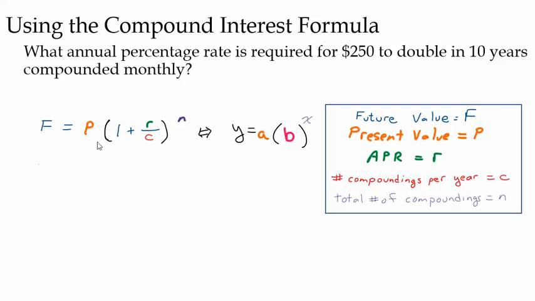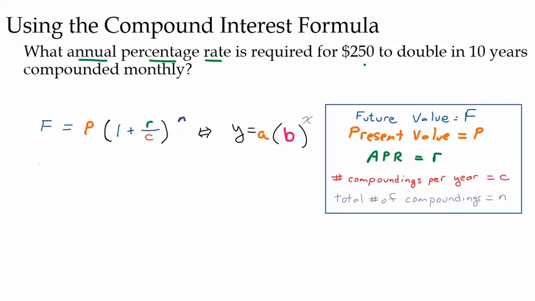All right, so let's go ahead and see what we've got here. We're trying to find the annual percentage rate, right? What annual percentage rate? So that means we're going to be solving for R. We don't know what this R value is. Well, that means we have to plug in numbers for F, P, C, and N. We have to know all those things. Let's see. What do we know?